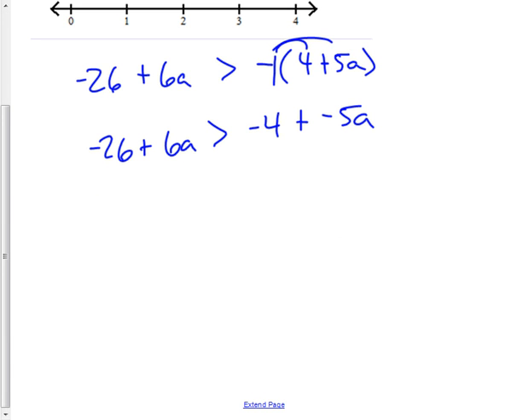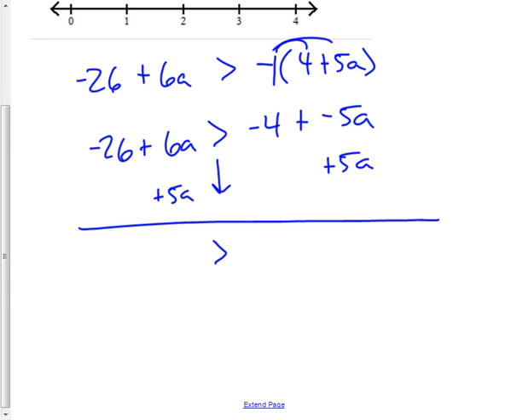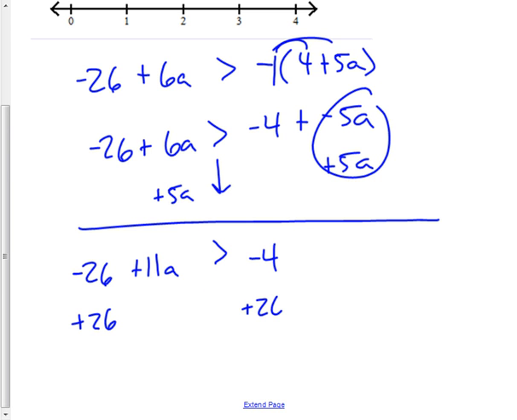All right, now let's go ahead and carefully move our variable expression. Okay, if I want to have a positive variable expression, I want to get rid of this negative. So plus 5a on both sides. Now remember, we're just adding or we're subtracting here, so the inequality stays the same. So I have negative 26 plus 11a is greater than negative 4, and this part here is 0. All right. Now let's get rid of our constant by adding 26 to both sides.